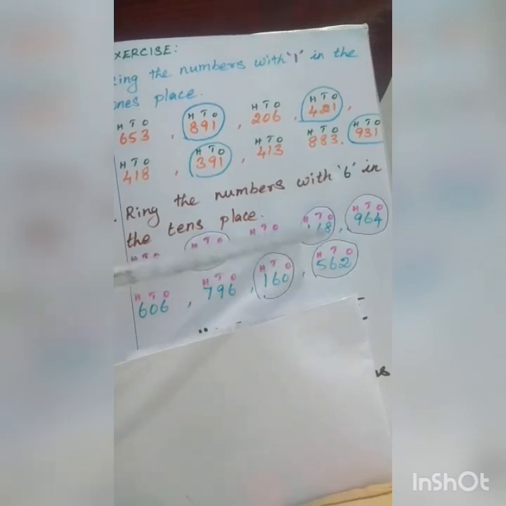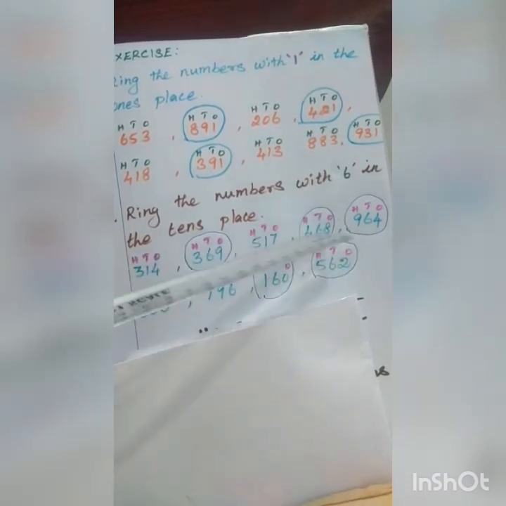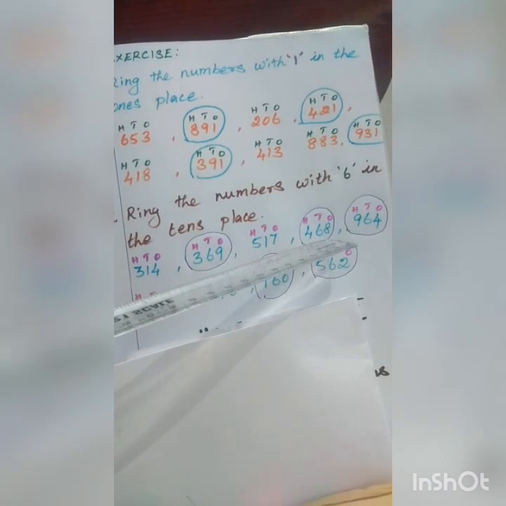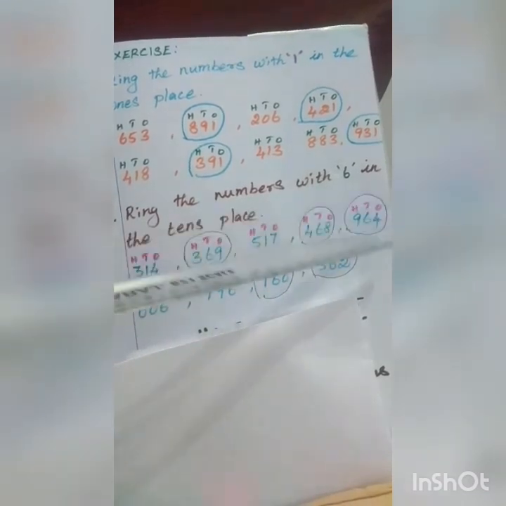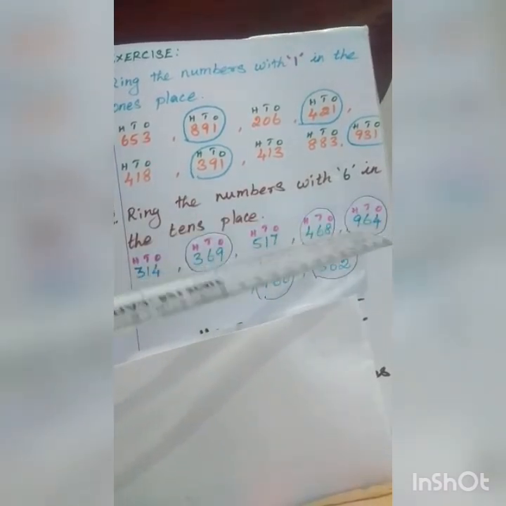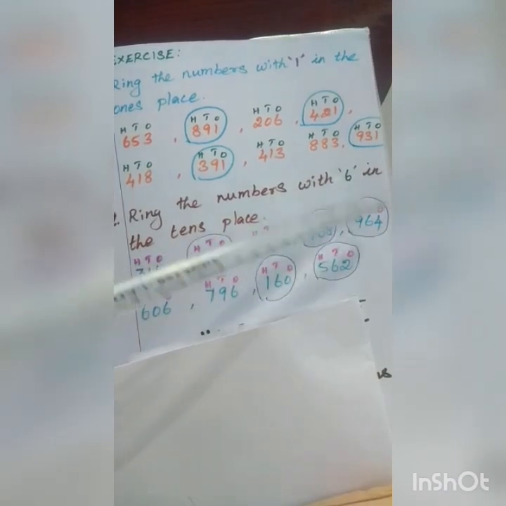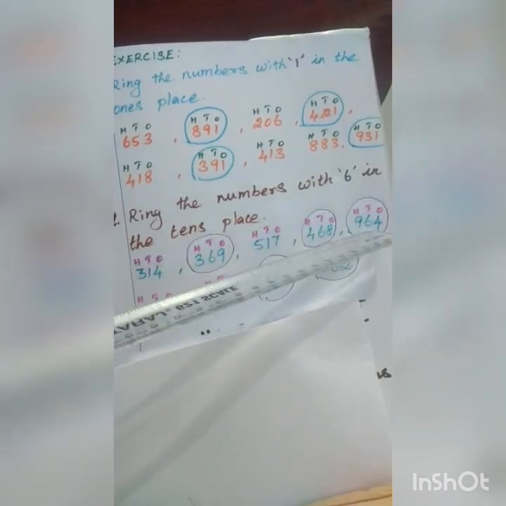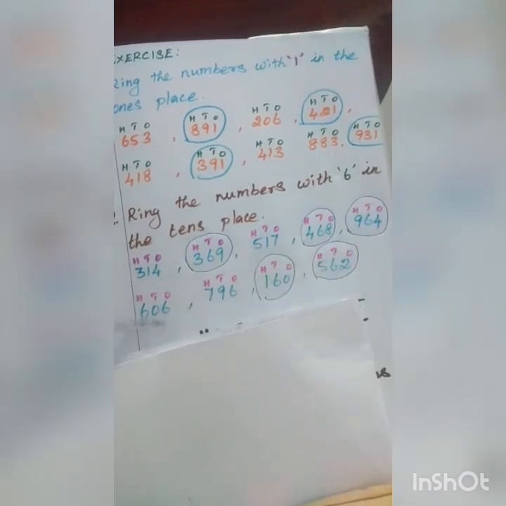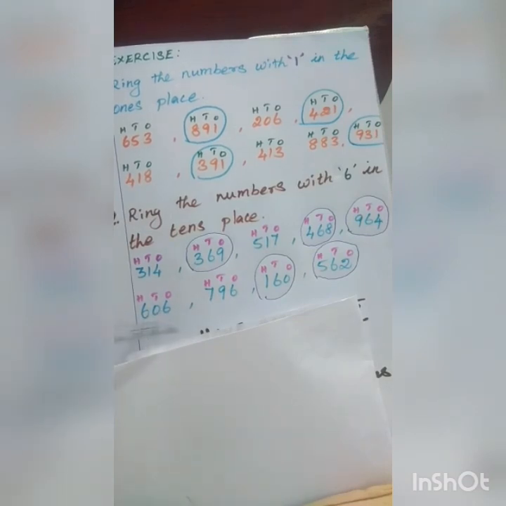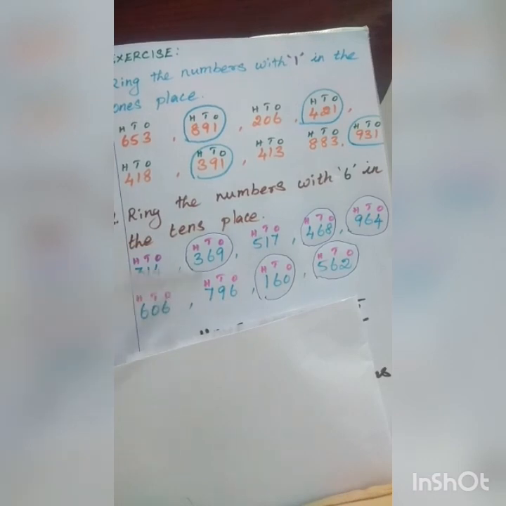No need to circle. Then the next number, 468. In 468, what number is in the tens place? 6. So you have to circle this number. Next number, 964. In 964, what number is in the tens place? 6. So you have to circle this number. Then the next one, 606. In 606, what number is in the tens place? 0. So no need to circle this number.